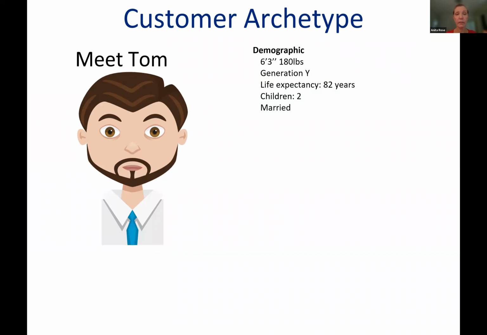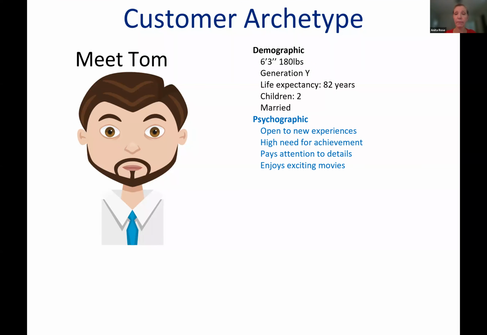We have here Tom, right? So Tom, his demographic information, we can see height, weight, generation, which ties in with his age, right? Or we may want to be specific about his age for that particular customer. Life expectancy, if that's important. He has 2 children, he's married, right? But this is demographic information. You may have more information as it relates to your customer under demographics.